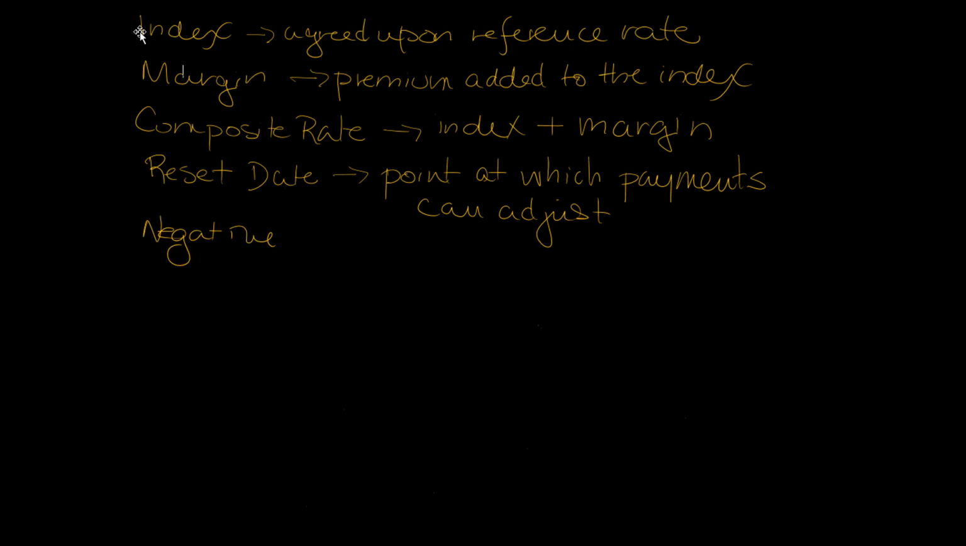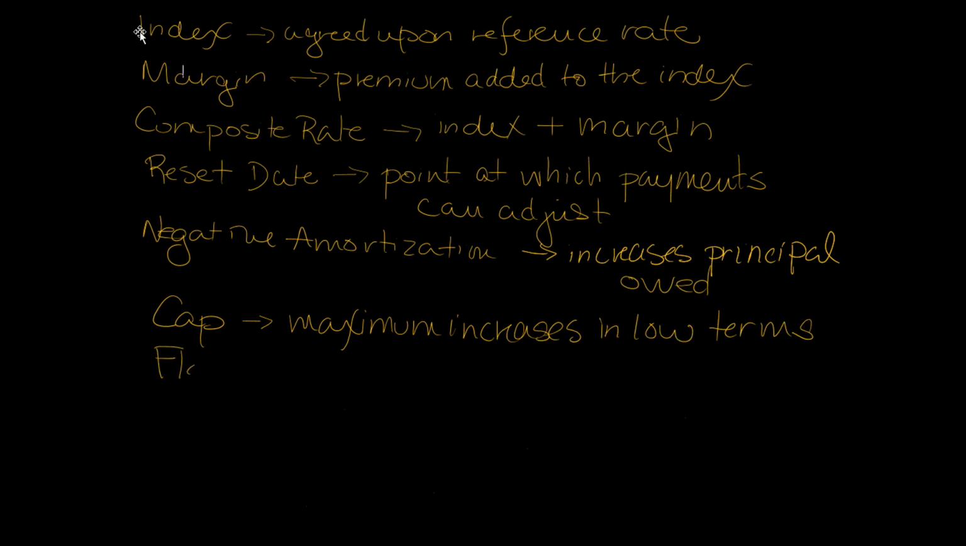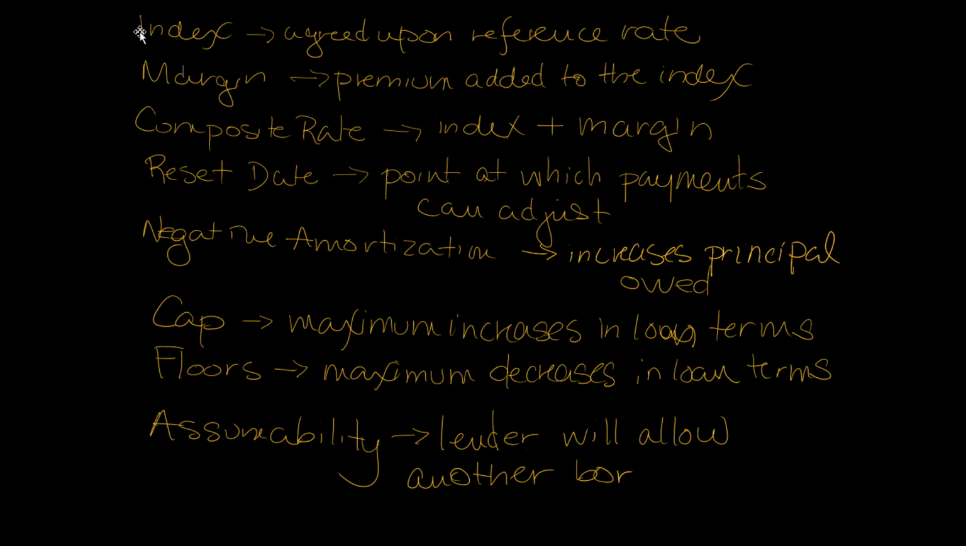The reset date is the point in time when payments will be adjusted. Negative amortization is when additions to the outstanding loan balance are allowed into the loan agreement. Caps are maximum increases allowed in payments, interest rates, maturity extensions, and negative amortization on the reset dates. Floors would be maximum reductions in the payments or interest rates. Assumability is the ability of the borrower to allow a subsequent purchaser to assume a loan under the existing terms.